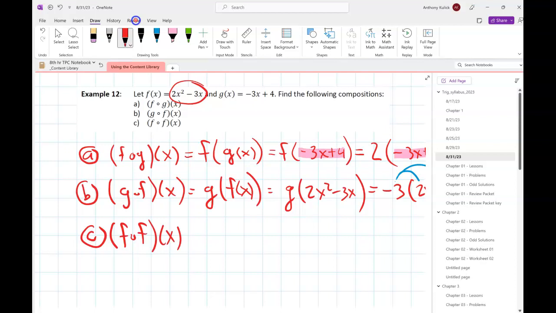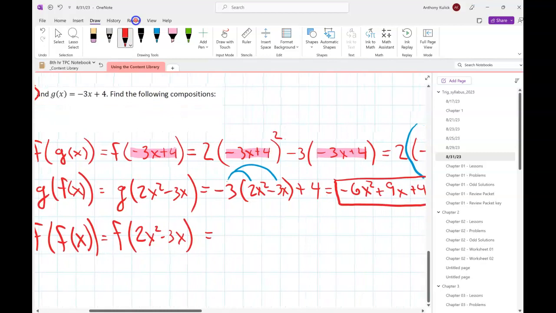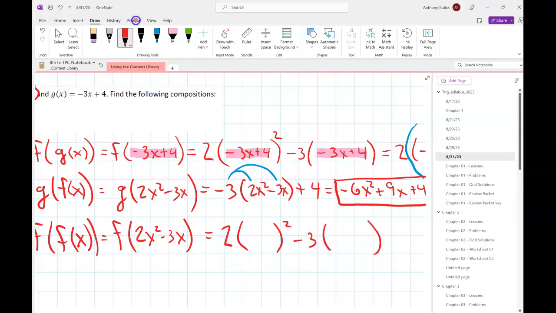So here is f compose f of x. So that's f of f of x. And remember, f is 2x squared minus 3x. So I just replace that. And now I'm going to plug 2x squared minus 3x into 2x squared minus 3x. So there's 2x squared minus 3x, but in place of x, I'm going to plug in 2x squared minus 3x.